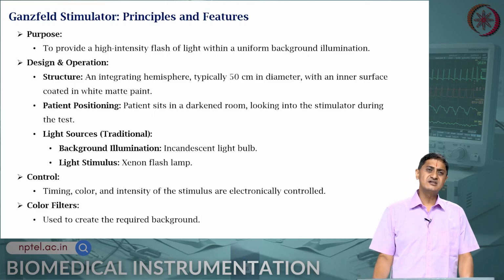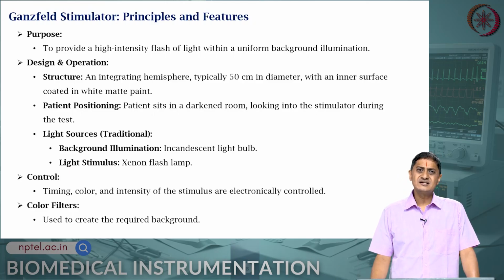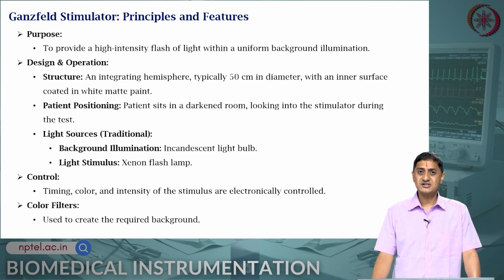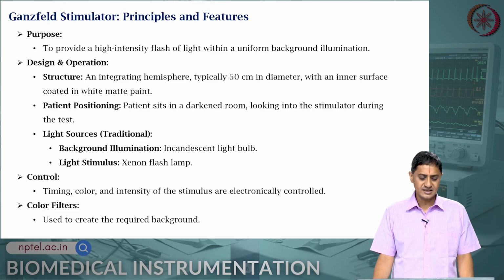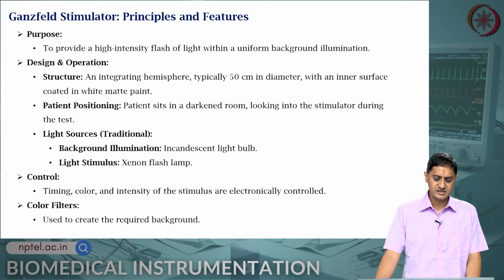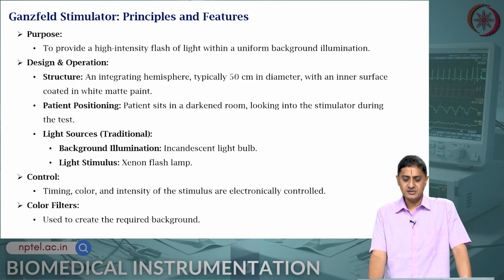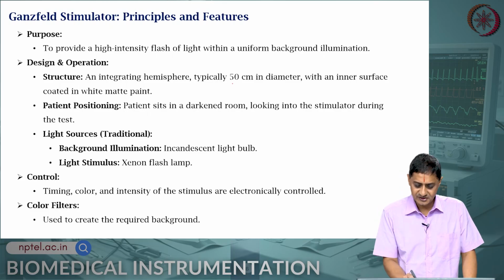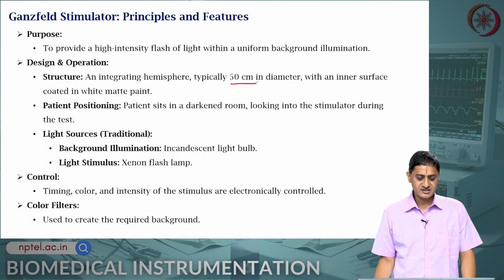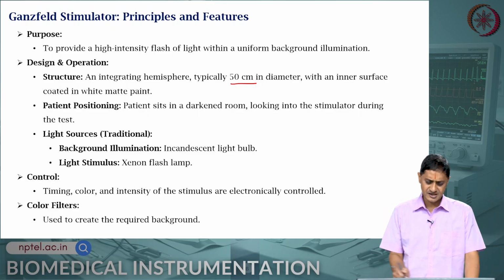And the stimulator itself provides high intensity flash of light with uniform background illumination and avoids scatter. That is the critical part. This is the Ganzfeld stimulator. It is a hemisphere typically about 50 centimeters in diameter with an inner surface coated in matte paint, and the patient sits in a darkened room looking into the stimulator during the test, and the light sources are traditionally background illumination using an incandescent light bulb or light stimulus using a xenon flash lamp.